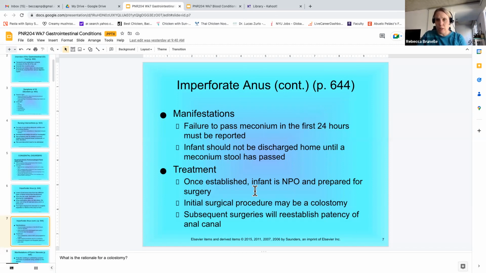Does anyone know what a colostomy is? Yeah, it's like a bag for redirecting your poop. All right, both of you are right. So you pull the colon up to your skin on your stomach. So instead of the poop draining out the anus, it drains through a fistula in your skin, and you put a bag over the fistula.